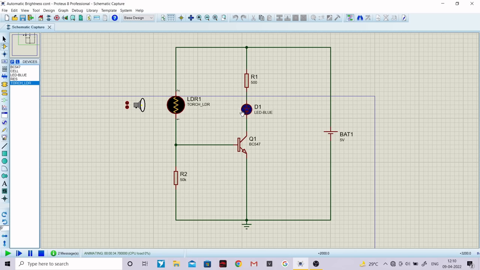As you can see, it is switching on. Similarly, if I am moving this particular torch very much closer to the LDR, the intensity of the LED increases. One more time, see over here, if I take this torch very much closer to the LDR, the intensity increases by a certain amount. Again, if I reduce the distance between the torch and the LDR, the intensity of the LED again increases.